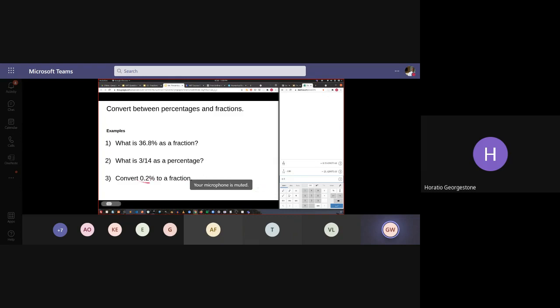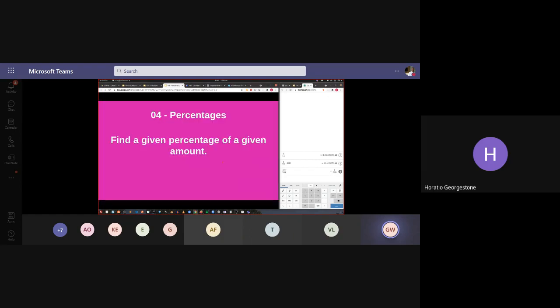Okay, so if we just use our method, we first have to make it a decimal, so we have to divide by 100. This is a very small number. And then the calculator can convert that to a fraction, and it's 1 over 500. Okay, so find a given percentage of a given amount. So what is 14% of this number here, 5 million, etc.?